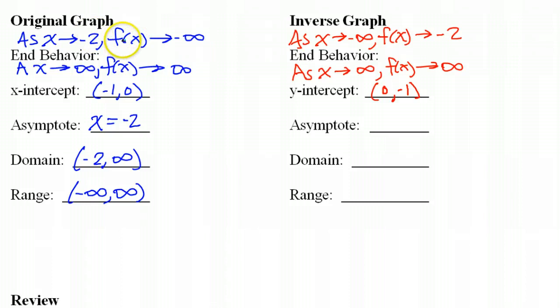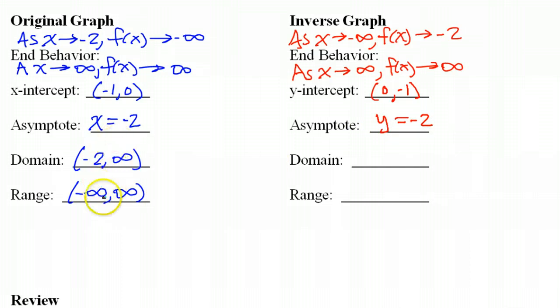Now look at the patterns between these two. Look at the end behavior. As x approaches -2, y approaches -infinity. As x approaches -infinity, y approaches -2. See how these are just backwards? Look at the x and y-intercept. They're the same, only they're reversed. X's become y's. Of course the asymptote, instead of being x equals -2, will be y equals -2, because it's a horizontal line.